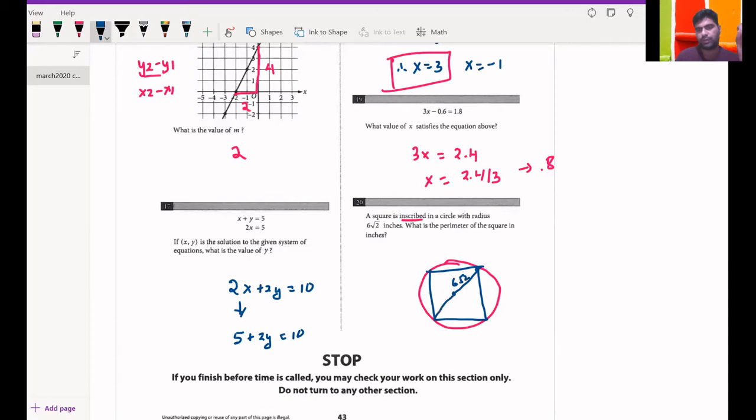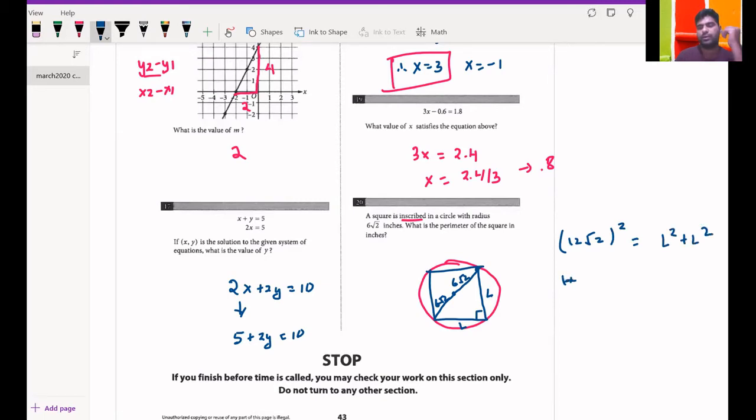So if I extend this radius, it's going to touch the other vertex. That's also 6 root 2. So the entire diameter is 12 root 2. Okay, I want to find the perimeter. So I want to find L plus L plus L plus L, or 4L. I can use the Pythagoras theorem in the smaller triangle and I can find the value of L. So I can say 12 root 2 squared is L squared plus L squared.